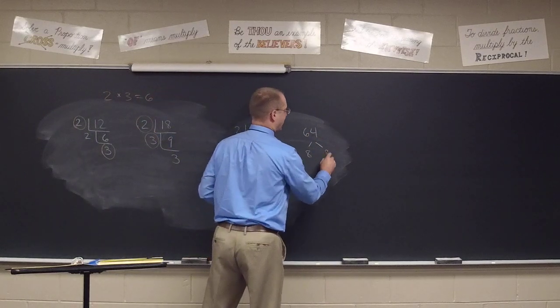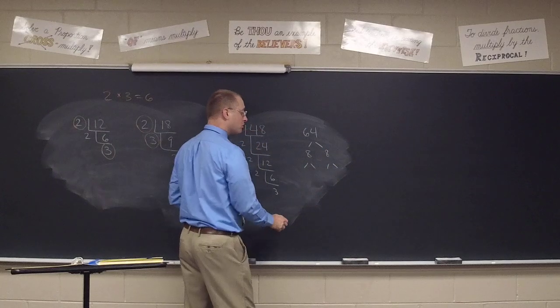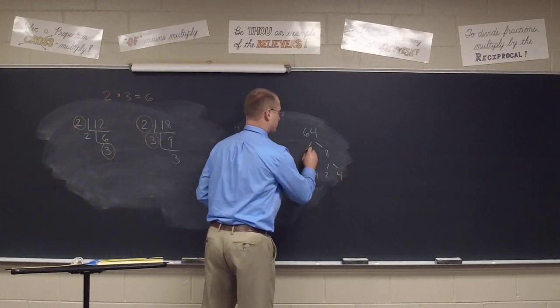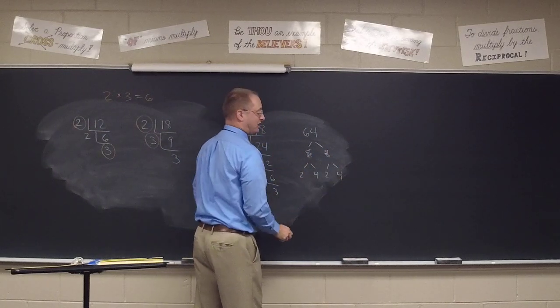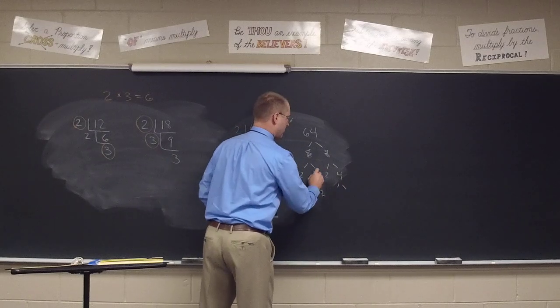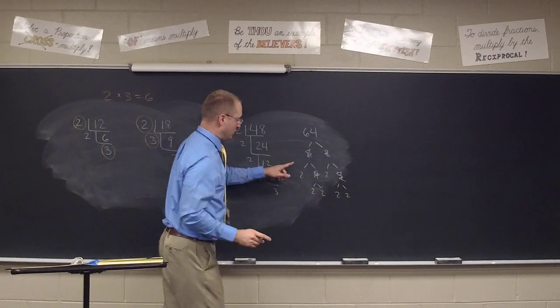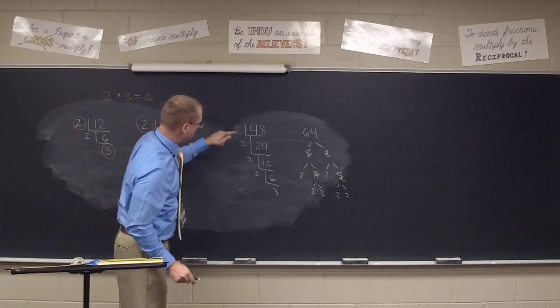8 times 8. And each of the 8s can split into 2 and 4. 2 times 4. Scribble out the 8s now. And both of the 4s can factor into 2 times 2. I'm going to scribble out the 4s here. So notice I've got 2, 2, 2, 2, 2, 2. Here I've got 2, 2, 2, 2, 3.